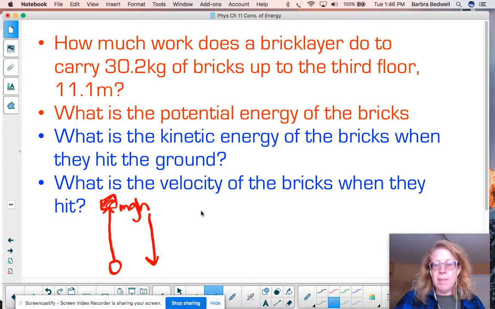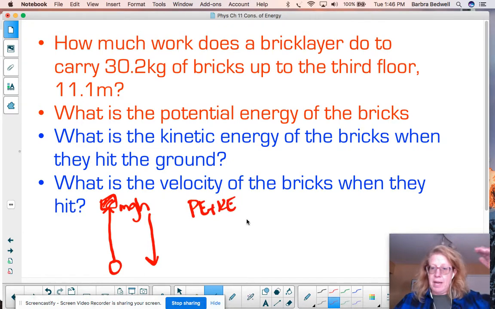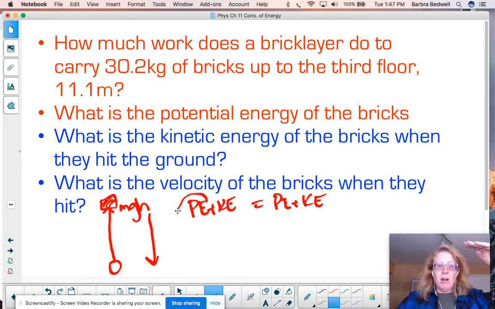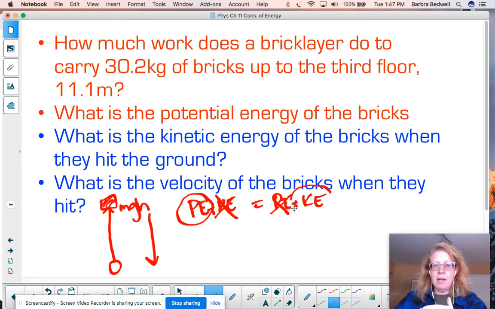So if I think about this, conservation of energy says that at the beginning, PE plus KE, so at the top of the ladder, is going to be equal to PE plus KE when they hit the ground. So this is before and this is after, making them equal to one another: conservation of mechanical energy. At the top of the ladder, they're all PE and KE equals 0. When they fall and they're at the bottom of the ladder, PE is essentially 0 because they're on the ground, and it's all KE.